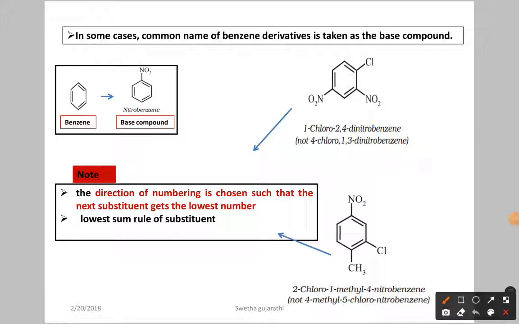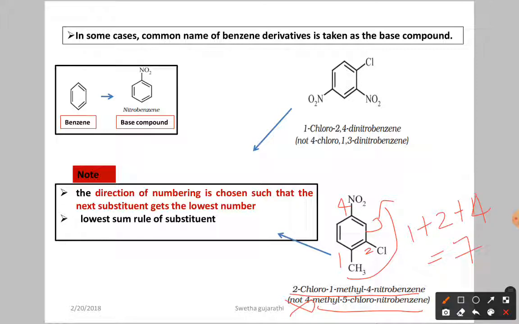Now here again, the second compound is 2-chloro-1-methyl-4-nitrobenzene, but not 4-methyl-5-chloro nitrobenzene. Why? Because again the sum of the substituent numbers should be less. If you go in this direction, 1, 2, 3, 4, you immediately get the second number for the second substituent. First carbon has methyl, second carbon has chlorine, and fourth carbon has the nitro. So the total is 7.